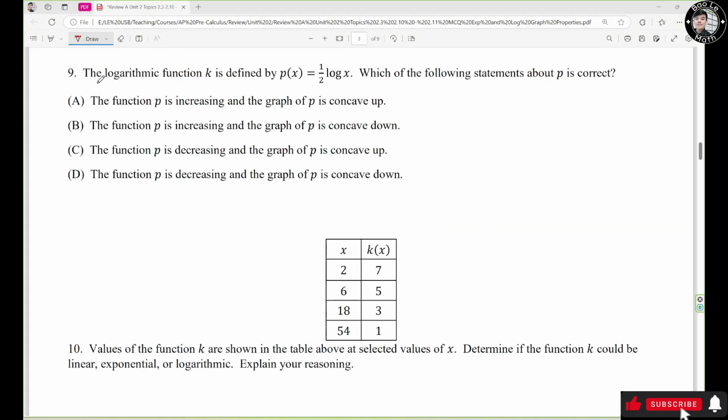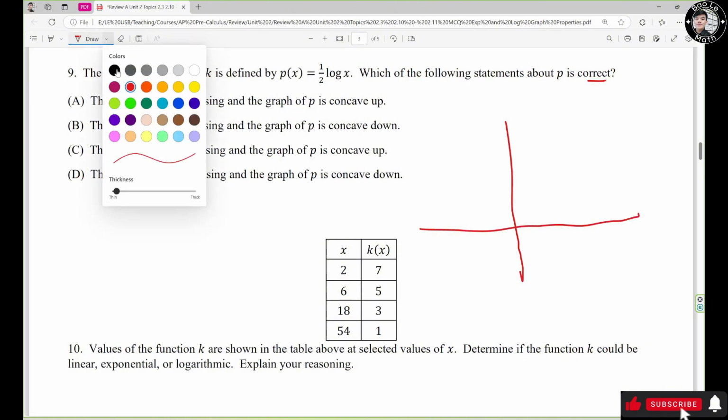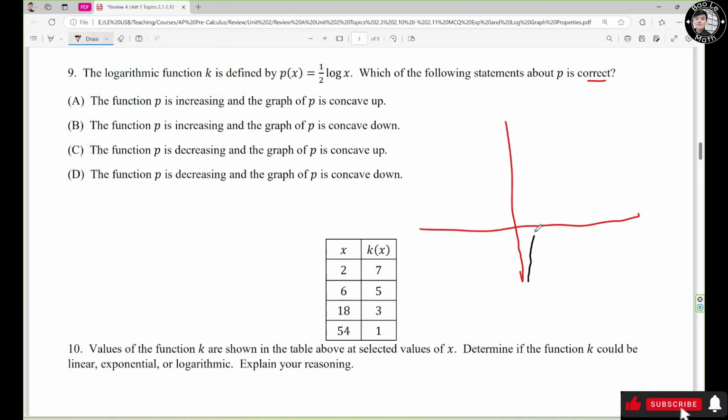Now let's move on to question number 9. The logarithmic function p is defined by p of s equals 1/2 log s. Which of the following statements about the function p is correct, right? Now, we need to graph this one first, right? So, the function p of s can be graphed as follows.